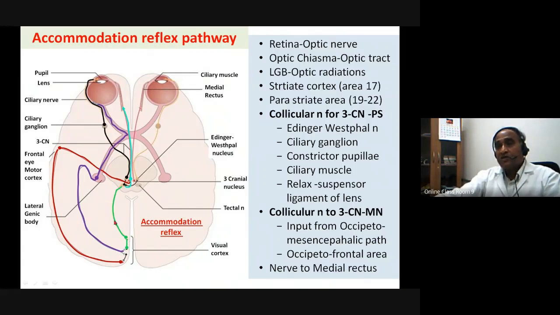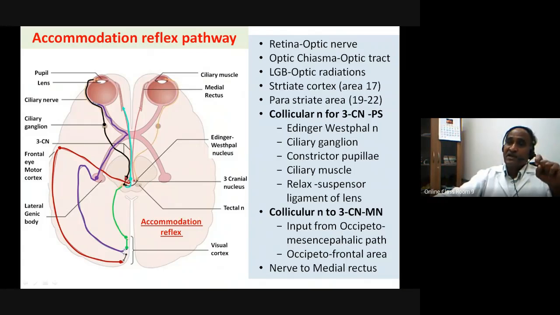From here it goes to the occipito-mesencephalic tract. So this information goes to the tectal nucleus, the pretectal nucleus. And from this pretectal nucleus, it is relayed onto two important locations. Right now, I am trying to focus on these two locations. One is the Edinger-Westphal nucleus, as it does for the light reflex. That means this is bilateral.